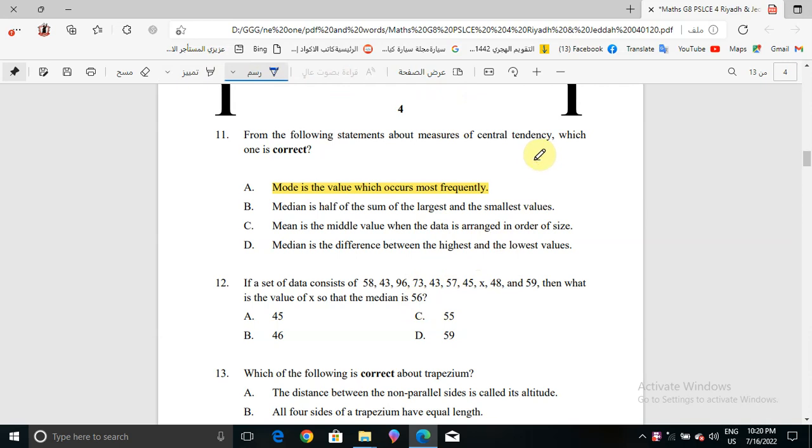It will come to 560 over 522. Then the last answer for you will be 55. Okay, now let's go to the next question.